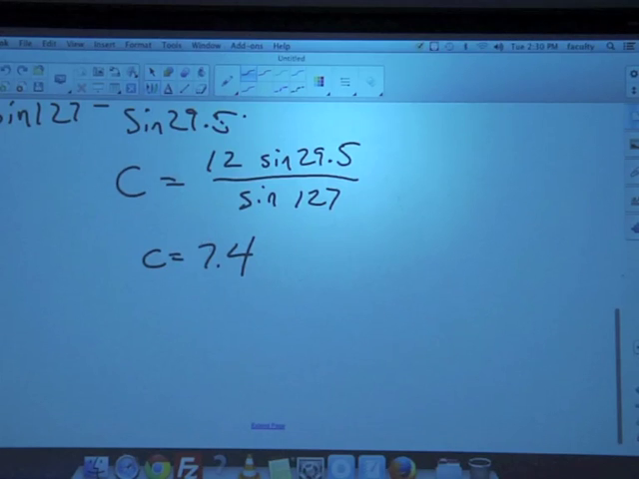a over sine A, b over sine B, c over sine C. So make use of that law, and then we also make use of the fact that if you add the angles together in a triangle, you will get 180. And we're not using the Pythagorean theorem because it's not a right triangle. So that's it.